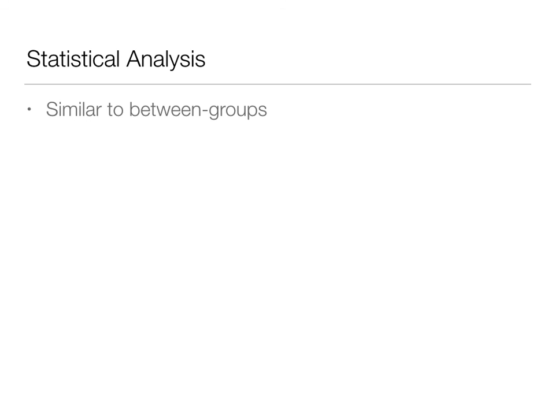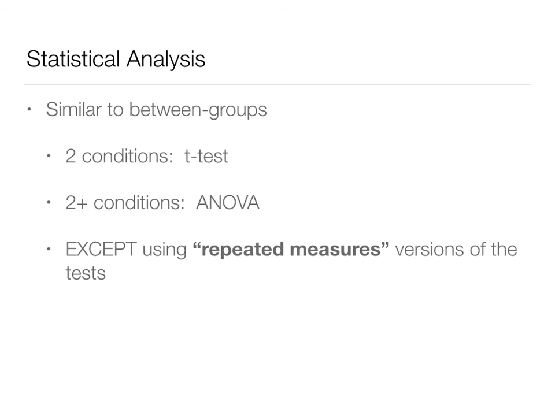We still have some similarities to between groups designs. If it's two conditions, it's still a t-test. If it's two or more conditions, it's still an ANOVA. The difference is now we're using the repeated measures versions of these tests, okay? So instead of using a t-test for independent groups, because we're doing a within groups design, we'll use a t-test for repeated measures. Instead of using a one-way ANOVA for between groups, we'll use an ANOVA for repeated measures. So we're just using the repeated measures of these tests.